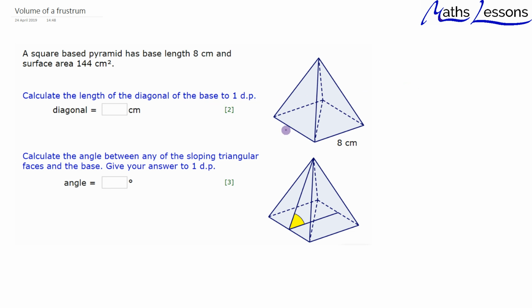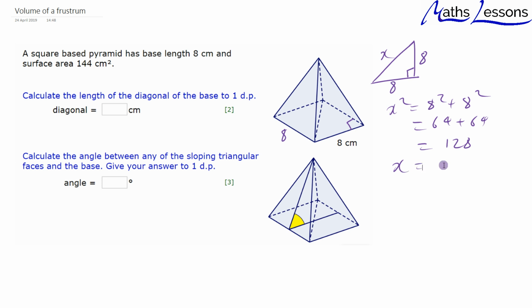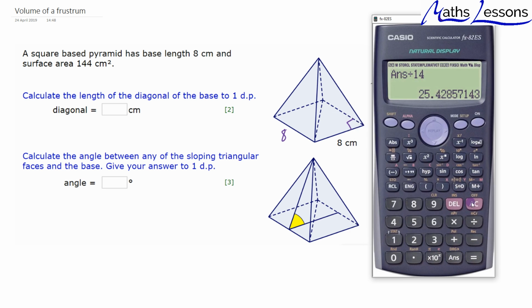Well, that's quite straightforward. We know we've got a square, 8 and 8. So to calculate that diagonal, we've got a right-angled triangle with side 8 and side 8. So x squared will equal 8 squared plus 8 squared, which will equal 64 plus 64, which equals 128. So x will equal the square root of 128. So grab our calculator and we do square root of 128 and you get, to one decimal place, 11.3.